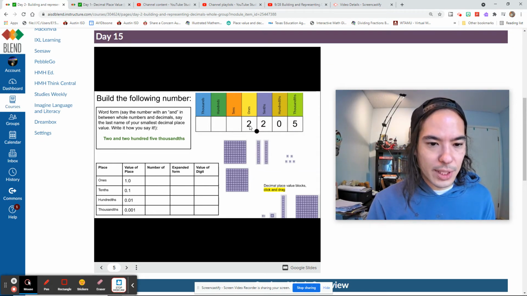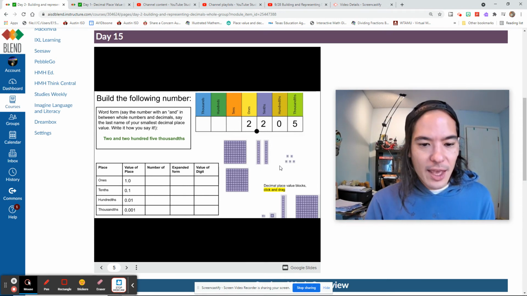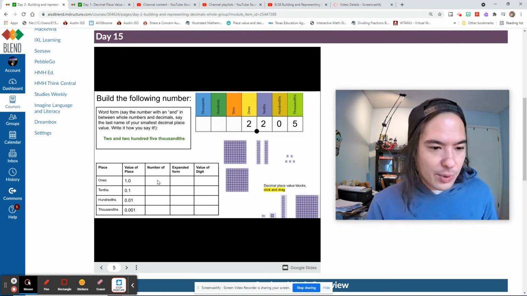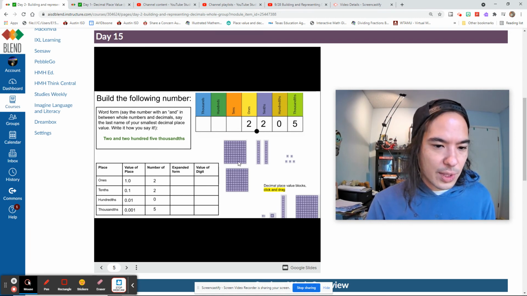2 wholes, or 2 ones. 1, 2. 2 tenths. 1, 2. 0 hundredths. There's nothing. And then 5 thousandths. 1, 2, 3, 4, 5. If you're saying those look like hundredths, here's the hundredth and here's the thousandth. Remember, the thousandth is 1/10 of a hundredth, so it's a little bit smaller. So now, how many ones do we have? We have 2 ones. How many tenths? We have 2 tenths. How many hundredths? We have 0 hundredths. There are 0 of this unit in our number. And how many thousandths? We have 5 thousandths. So as you can see, 2 ones, 2 tenths, 0 hundredths, and 5 thousandths.